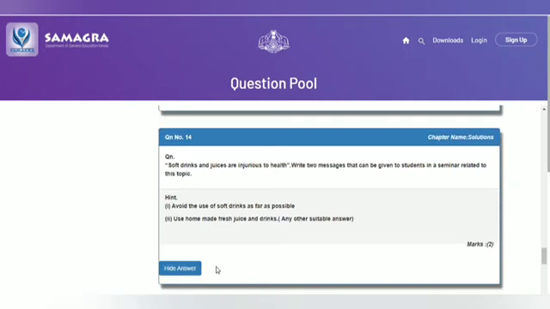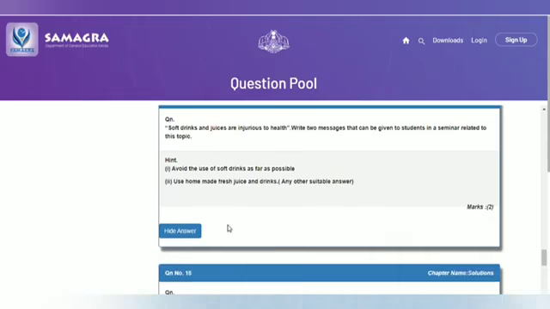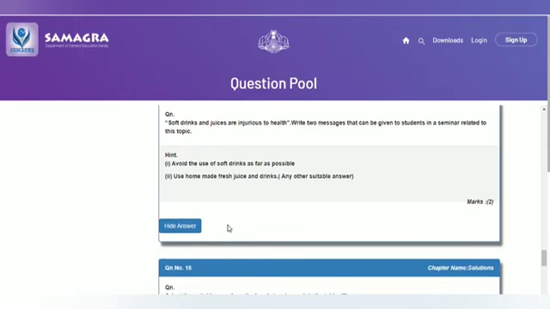Soft drinks and juices are injurious to health. Write 2 messages that can be given to students in a seminar related to this topic. Avoid the use of soft drinks as far as possible and use homemade fresh juices and drinks.